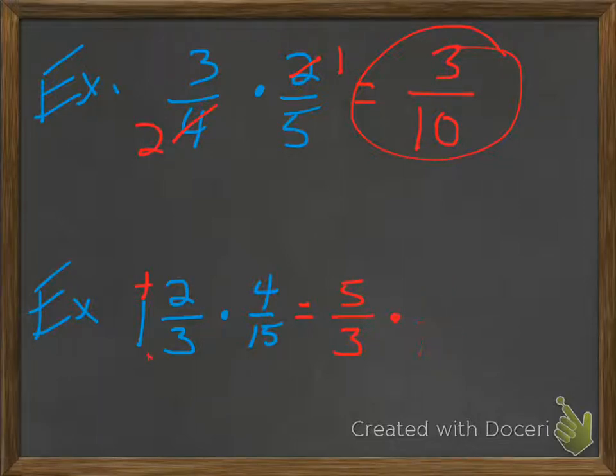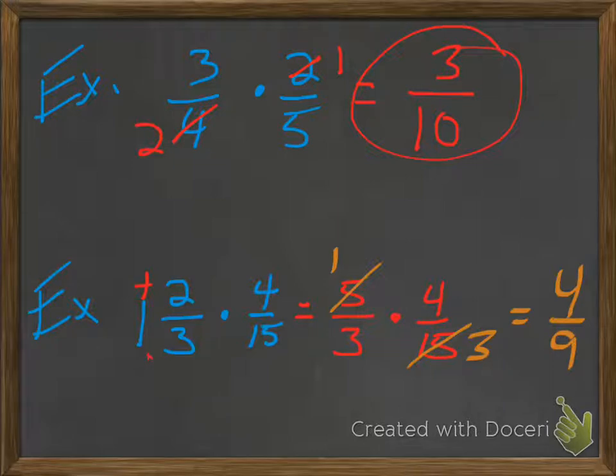Now I'm going to see if I can reduce it. Can I reduce 5 over 3? No. Can I reduce 4 over 15? No. Can I reduce 5 over 15? Yes, 5 will go into both. So that's what we're going to do. 5 will go into 5 one time. 5 will go into 15 3 times. And we're done reducing. So now we're going to multiply. 1 times 4 is 4. 3 times 3 is 9.